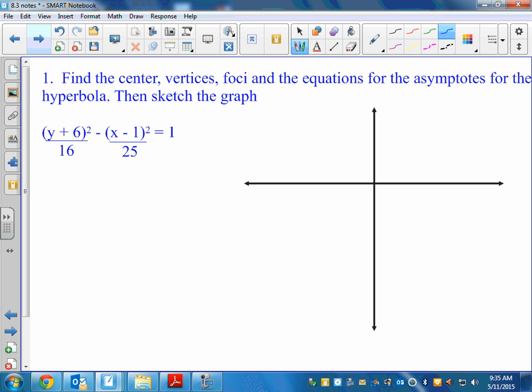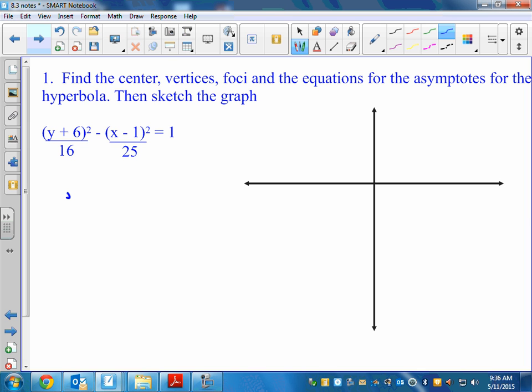It's tricky, right? Because we're so used to ellipses and we think that the biggest one has to be A. But remember that in a hyperbola, the A is the one that's not negative. So A is this. So if Y has A under it, it has to go up and down. All right, so you've got to keep that straight between ellipses and hyperbolas.